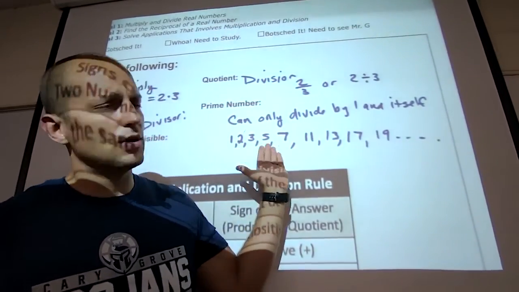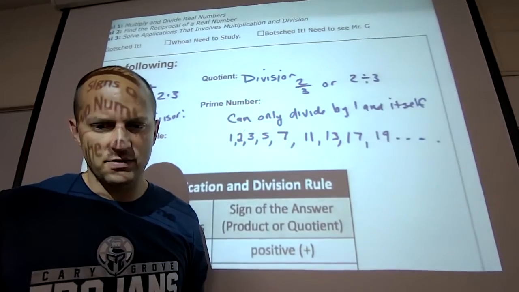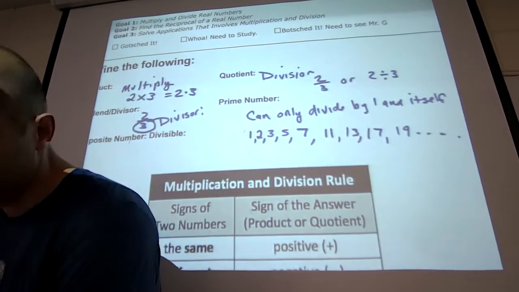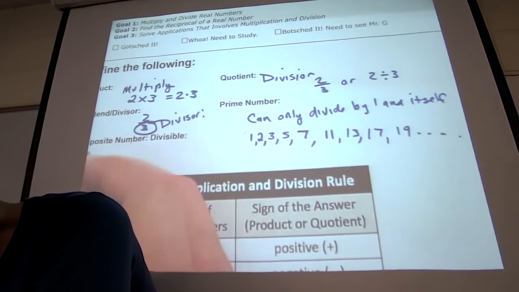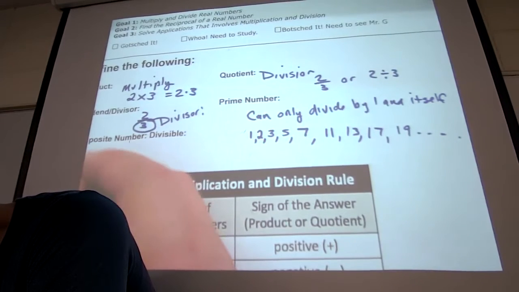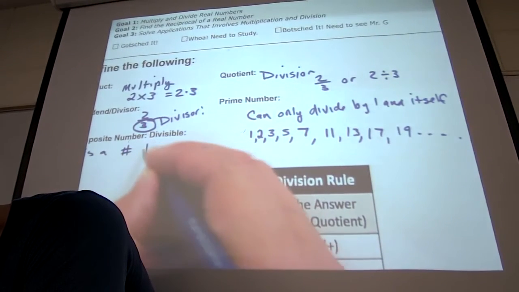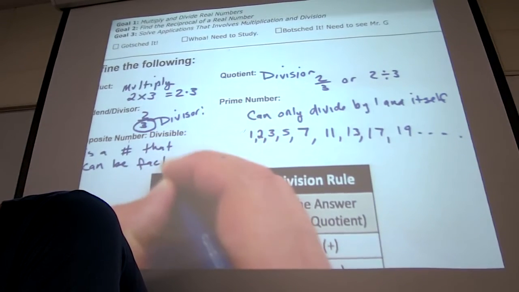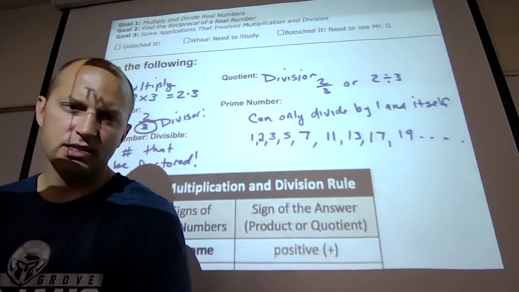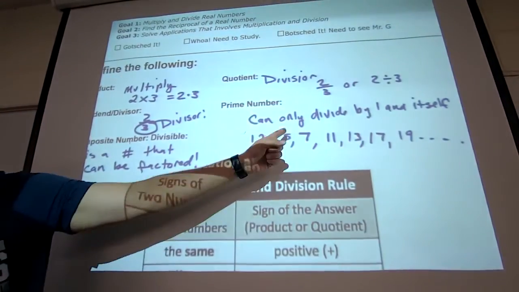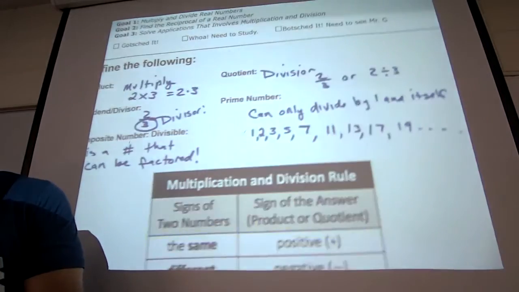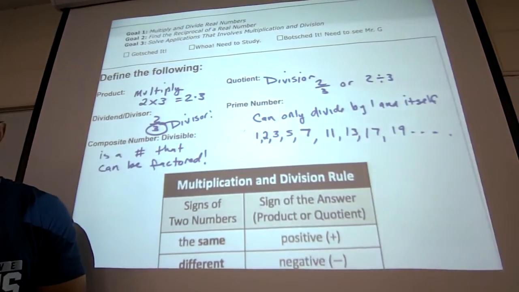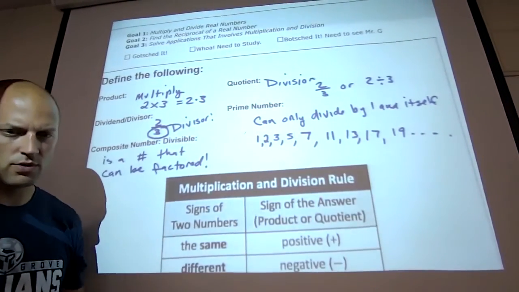Those are all prime numbers. Those are only divisible by 1 and itself. Okay? Versus composite. Composite is a number that can be factored or has factors. Okay, that's the opposite. So, for example, 4 is a composite number. It can be factored by 2. 6 is factored by 2 and 3.